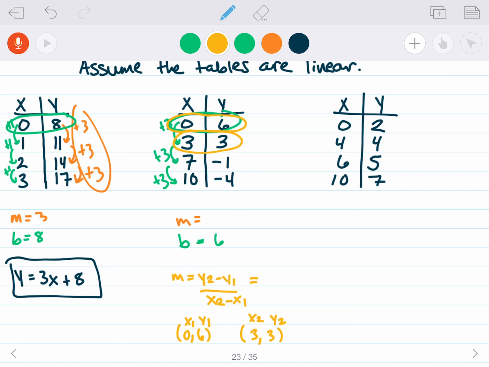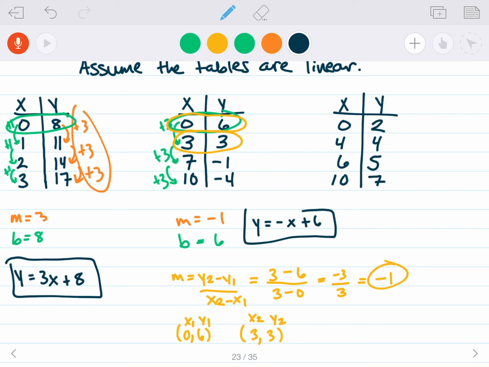So plugging these values into the slope formula, we're going to get y2 minus y1 all divided by x2 minus x1. So reducing that's going to give us a slope of -1. So that is our slope, and now our formula becomes y equals -1. We don't have to write the 1, we can just write -x plus 6. Okay. Alright, let's go on to the next one then.